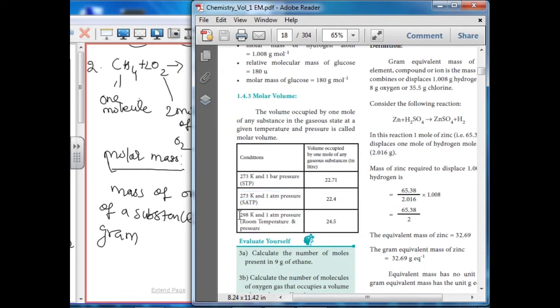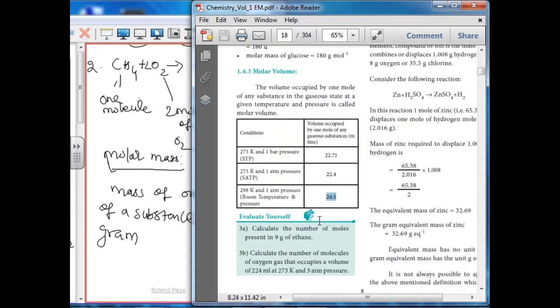The last condition is 298 Kelvin and 1 atmospheric pressure. That means 298 Kelvin is the room temperature, and 1 atmospheric pressure. So how much volume is present in 1 mole? 24.5 liters is occupied by 1 mole of any gaseous substance.